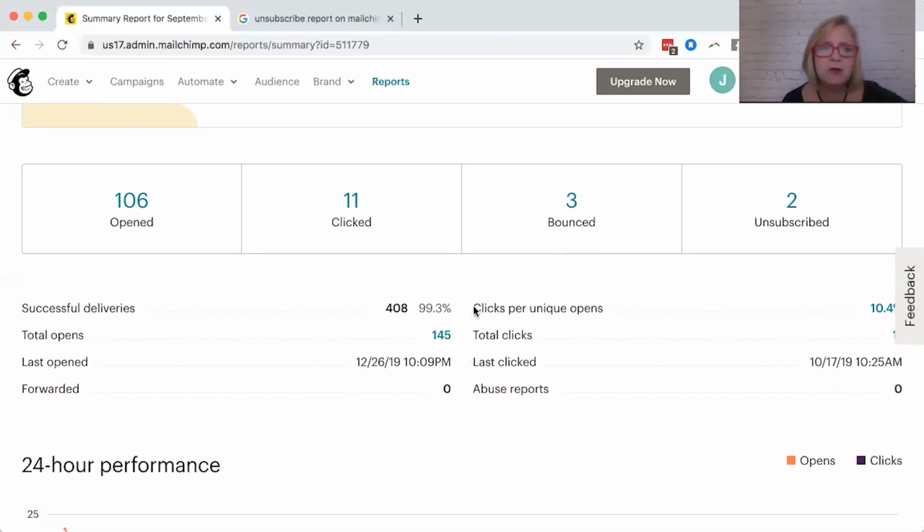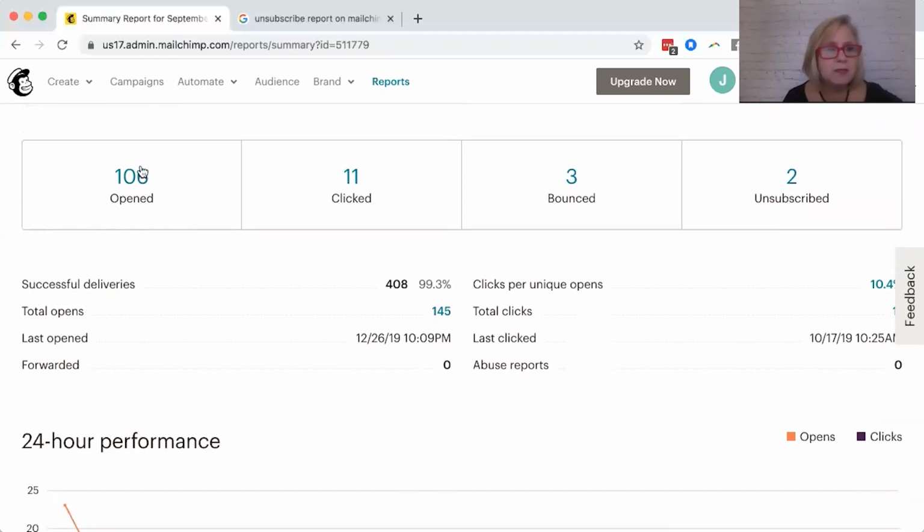Total opens is 145. So that is different to the 106 open rate, because sometimes people will open it more than once. So maybe you sent them an article, and when they opened it, they scanned it and they said, ooh, I really like that information, or I want to read more about that, but I don't have time right now. So they closed it. And then they went back to it later on and opened it again, when they had time to spend on it. So 106 people opened it, 11 people clicked on the links, 3 of them bounced.